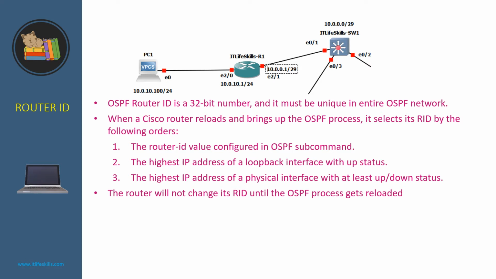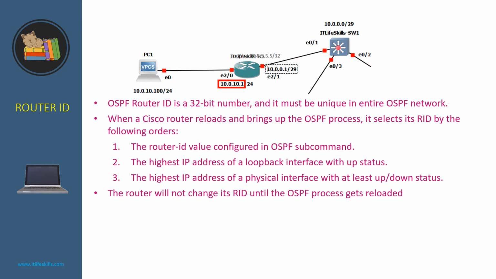Now let's look at IT LiveSkill Router 1 and assume there's no router ID value configured and there is no loopback interface. So the router will pick up this IP address as its router ID because this IP address is greater than this IP address.